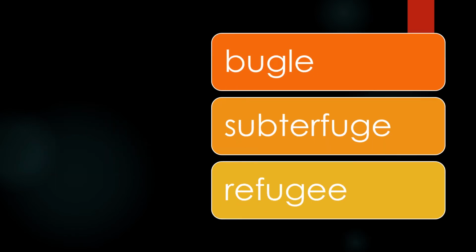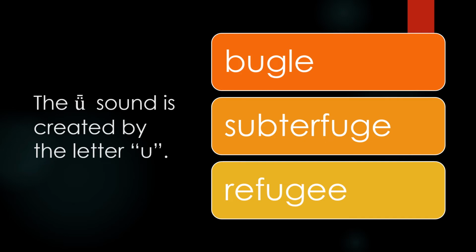Okay, what about this? Bugle, subterfuge, refugee. What's the pattern here? Let's take a look. This U sound is created by the letter U: bugle, like YU. Subterfuge, almost like a YU, but it's not FYU, it's FUGE. When you hear that fuge sound, you know it's a U if the word is from Latin. Refugee, it's not REFYUGEE, but that YU sound, again because the word is from Latin, it's going to be represented by the vowel U.